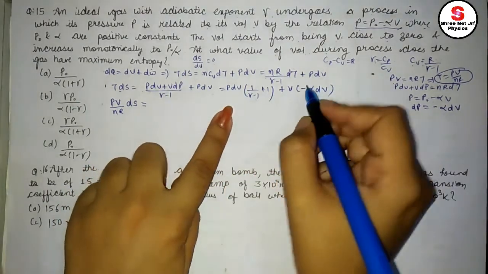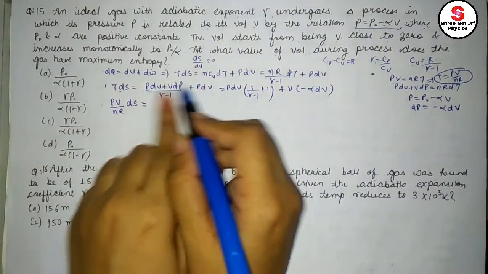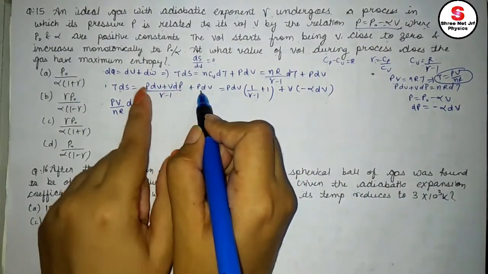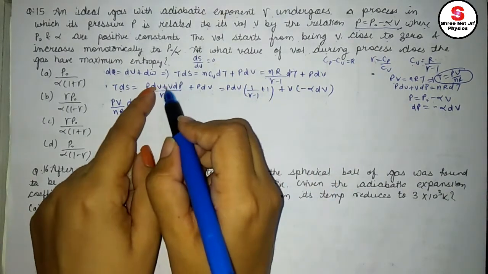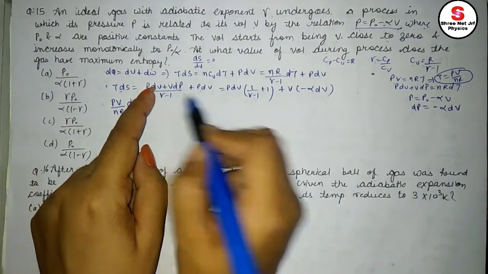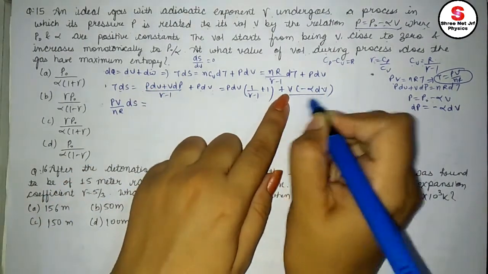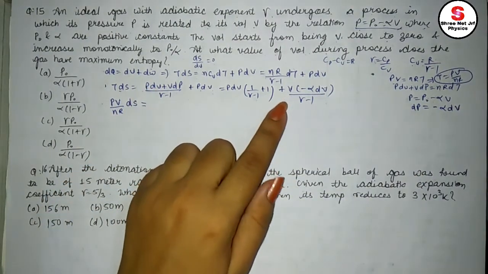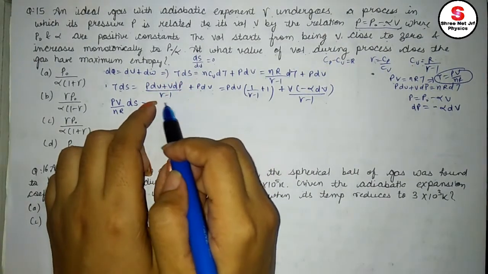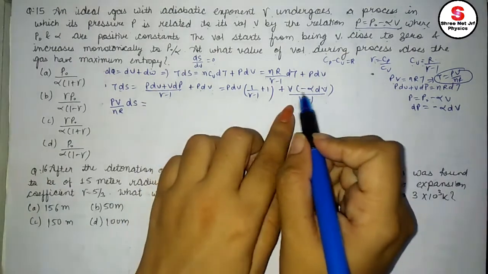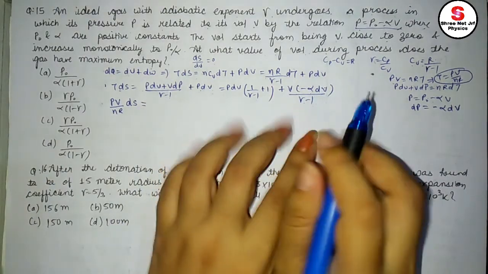Here we did this thing: we took P dV common. So P dV after taking common, here 1 divided by gamma minus 1 plus 1. Here it was V dP divided by gamma minus 1. I hope it is clear to you, because here the denominator for V dP was gamma minus 1, that I forgot to write. So here V times minus alpha dV divided by gamma minus 1.